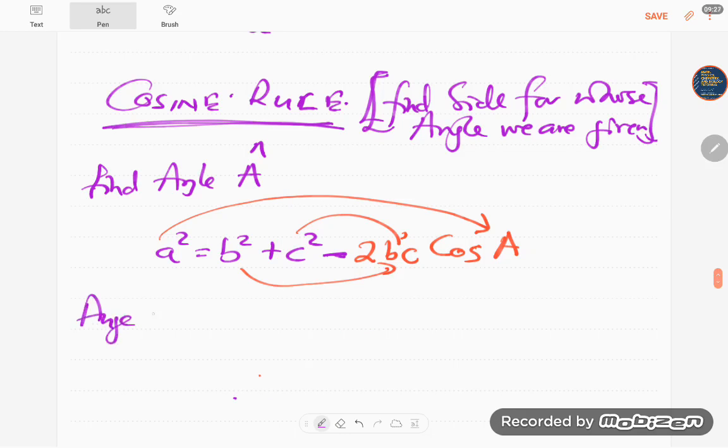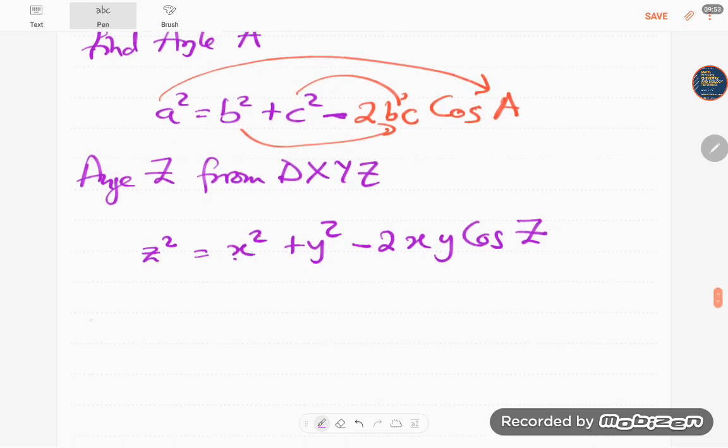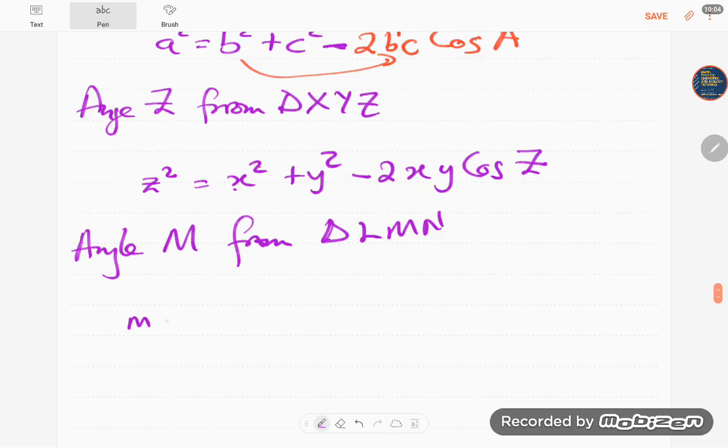So the next time you're asked to quote the formula, if you're asked to find, for example, angle Z from triangle XYZ, then your quote is going to be Z squared, the side, equals X squared plus Y squared, that's your Pythagoras part, minus 2 times X and Y, and then the cosine of capital Z. Same thing if you're asked to find angle M from triangle LMN: small m squared equals the other sides, l squared plus n squared, minus 2 with the l and the n, and then the cosine of the angle we're looking for, M. So that's how we quote it.